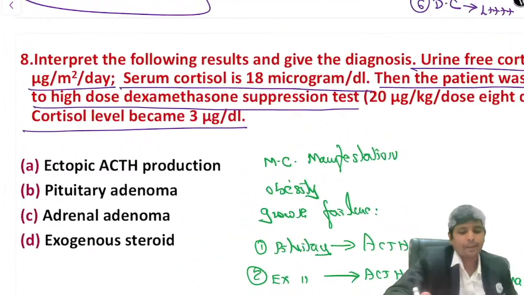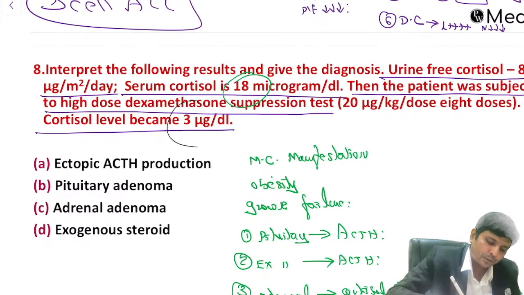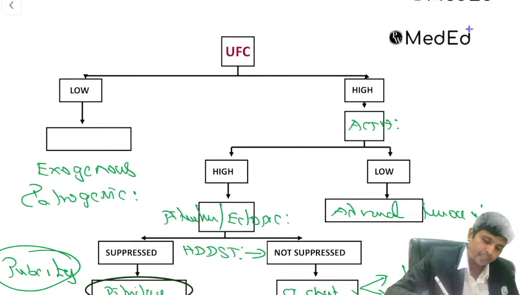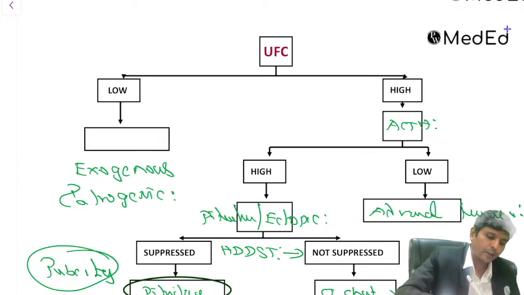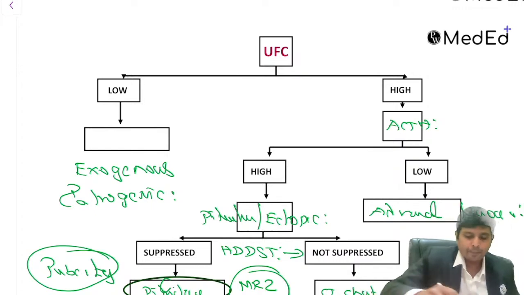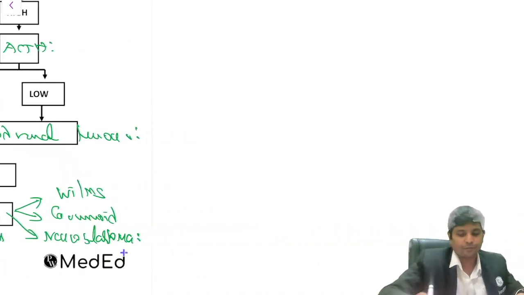So what happens here? After high dose dexamethasone suppression, cortisol is reduced from 18 to 3. So what does it mean? High dose dexamethasone suppression test reduces cortisol. So the answer is pituitary. So what do you need to do? You need to take an MRI brain to look for a pituitary tumor. My next question is, if MRI brain is normal, what will you do?